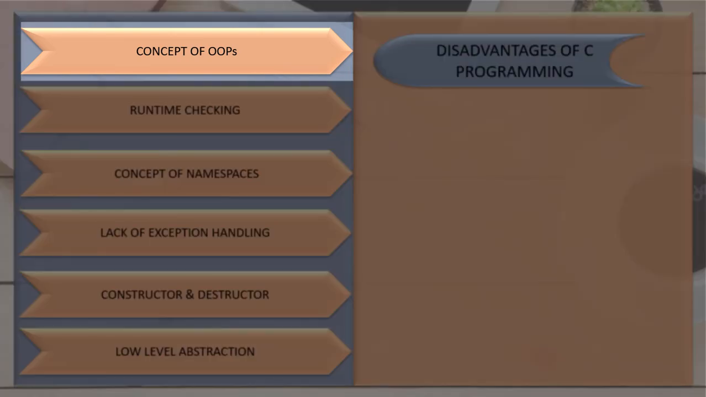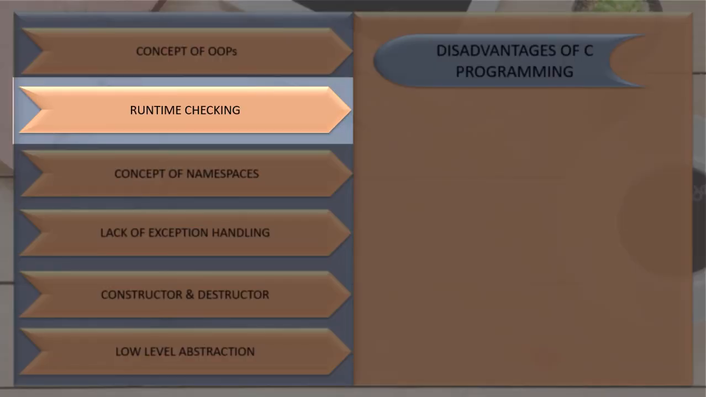First one is the concept of OOPS. C is a very fast language but does not support some of the concepts of OOPS. OOPS is nothing but object oriented programming. Now we can also see the C++ programming language. The concepts are inheritance, polymorphism, encapsulation, abstraction, data hiding. These kinds of OOPS concepts C does not support. C simply follows the procedural programming approach.